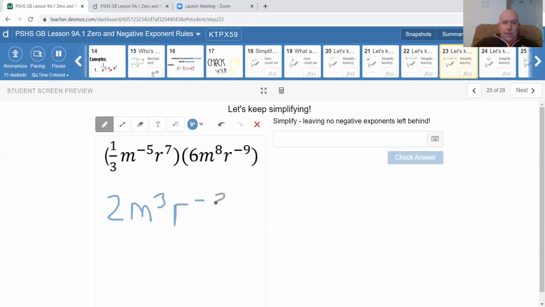And our question says leave no negative exponents. So anything that's negative is just going to switch. So this r to the -2 would just move to the bottom and become r squared.